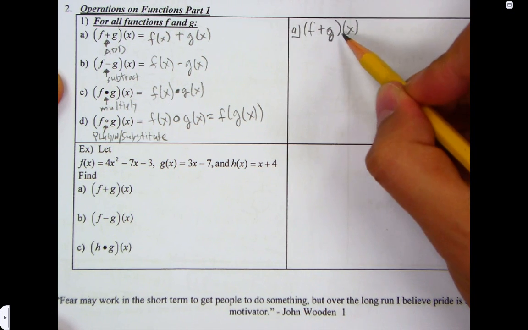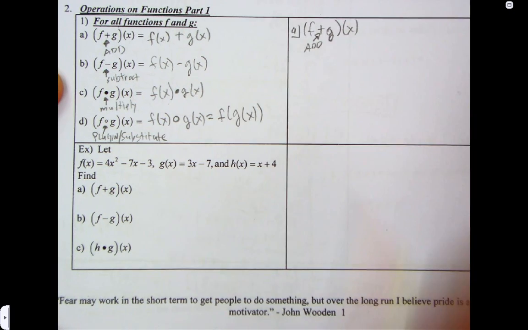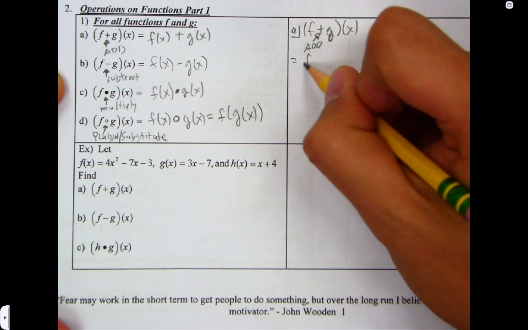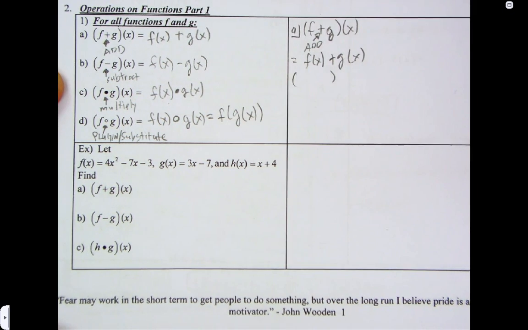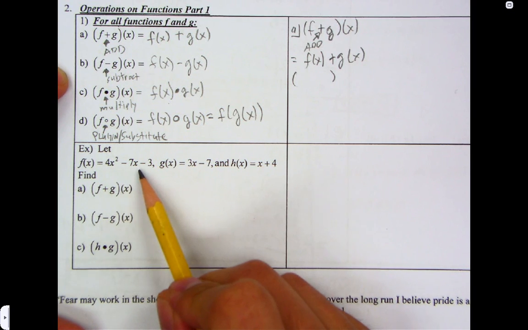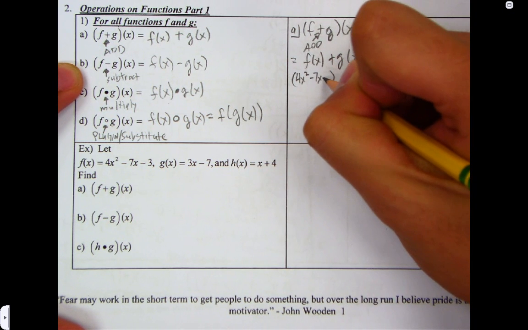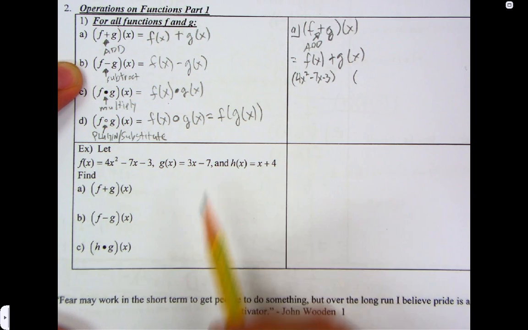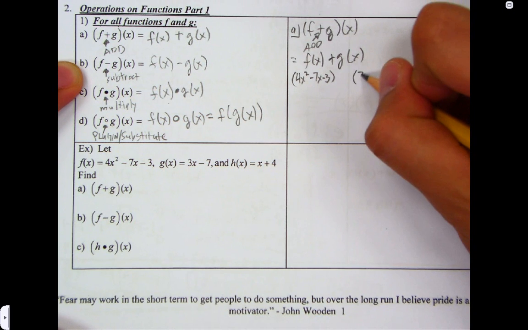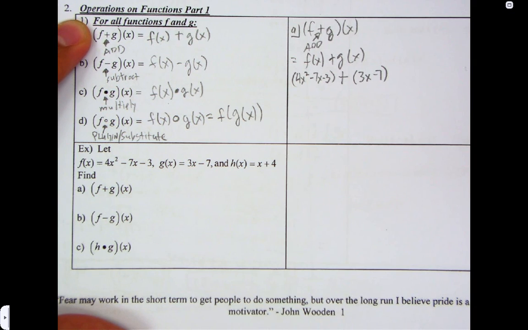Remember, this does not mean multiply. This just means add the two functions. So we're going to write f of x plus g of x. And we're going to find f of x. F of x is right here, 4x squared minus 7x minus 3. I'm going to write that in the parentheses. And g of x is 3x minus 7, so we write that in parentheses. And right in the middle, I'm going to write plus because I'm adding. So just add the two functions.